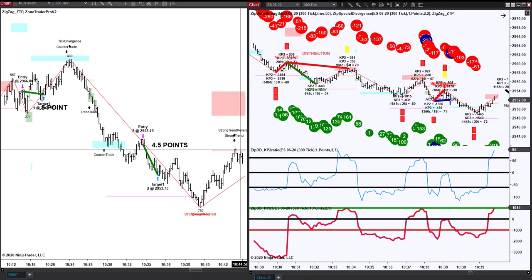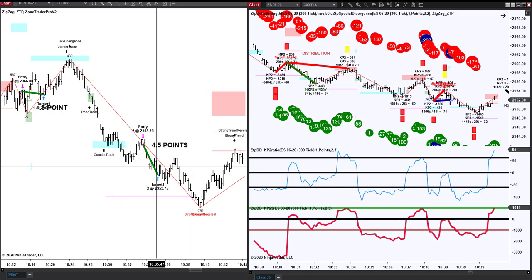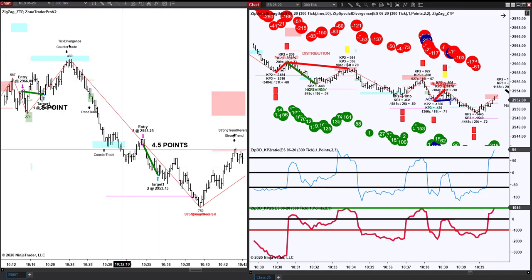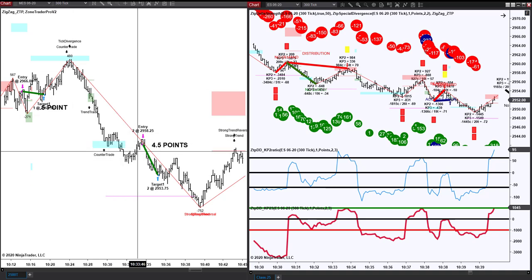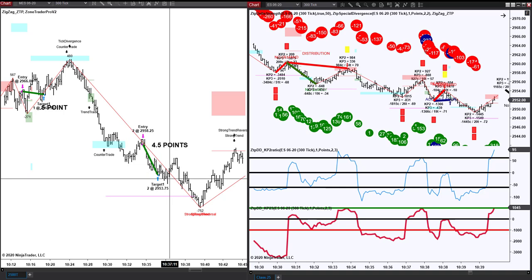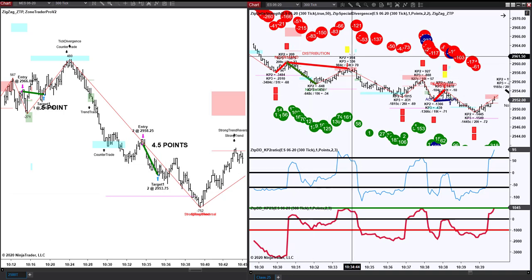So that was a trade in the direction of a strong trend. The strong trend that we have right here is both a strong trend and a strong trend reversal. I was given a divergence signal in the direction of the strong trend, and I went ahead and took that. I took it for 4.5 points. I exited it at 375, which is exactly at the zone, and I was very comfortable taking that trade and exiting at that point.